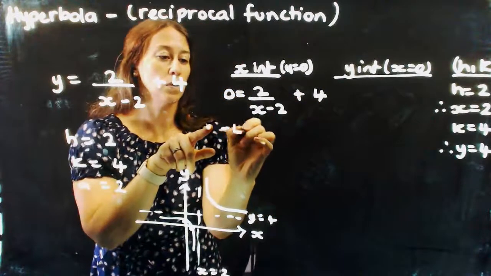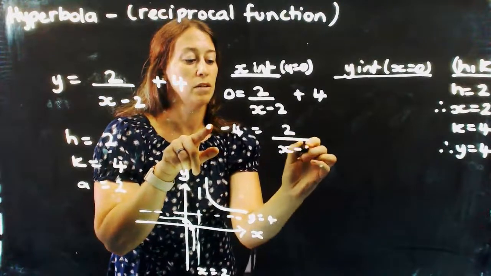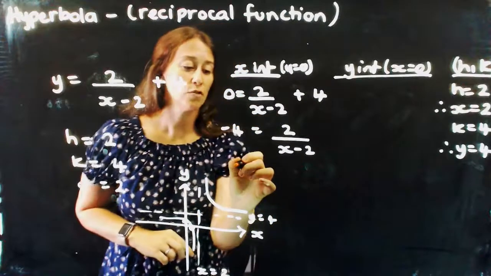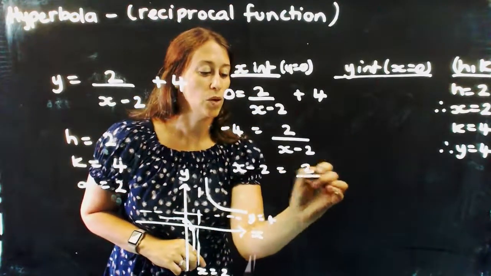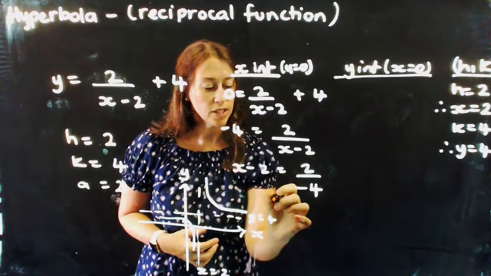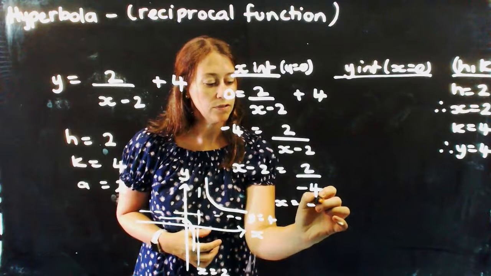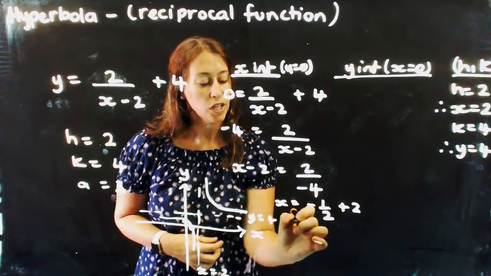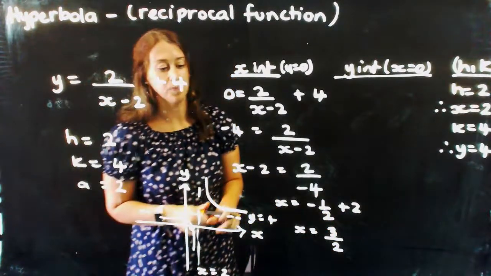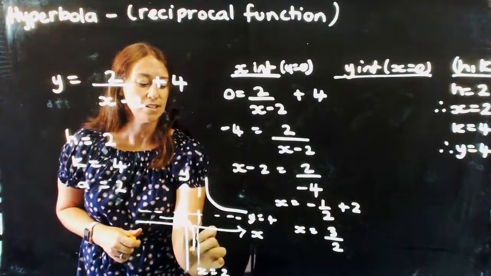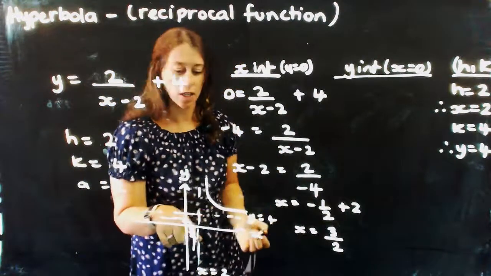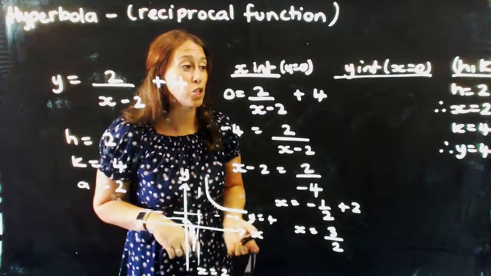Subtract the 4, and then multiply this and over there and remove that one over there. So you've got x minus 2 equals 2 over minus 4. Working that out gives me that x equals minus a half plus the 2, which tells me that x equals 3 over 2, or 1.5. Okay, so we've now got our x-intercept, which here is 3 over 2. Now you do a much bigger graph, my pen's a little bit thick to show on here properly, but you can do a much better job than me.